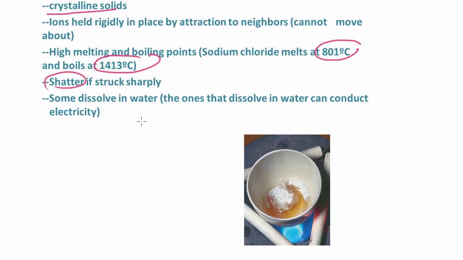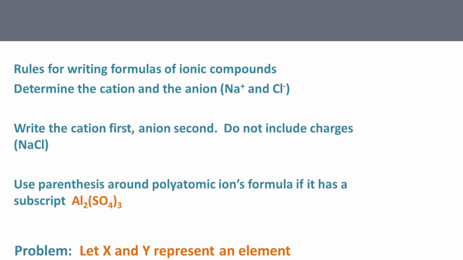And some ionic solids will dissolve in water. And guess what? The ones that do dissolve can conduct electricity. So remember in the beginning when we talked about some water solutions that contain these salts will conduct an electrical current? Now we know why. Because the ionic compounds that do dissolve in water dissolve into ions, both positive and negative ions.